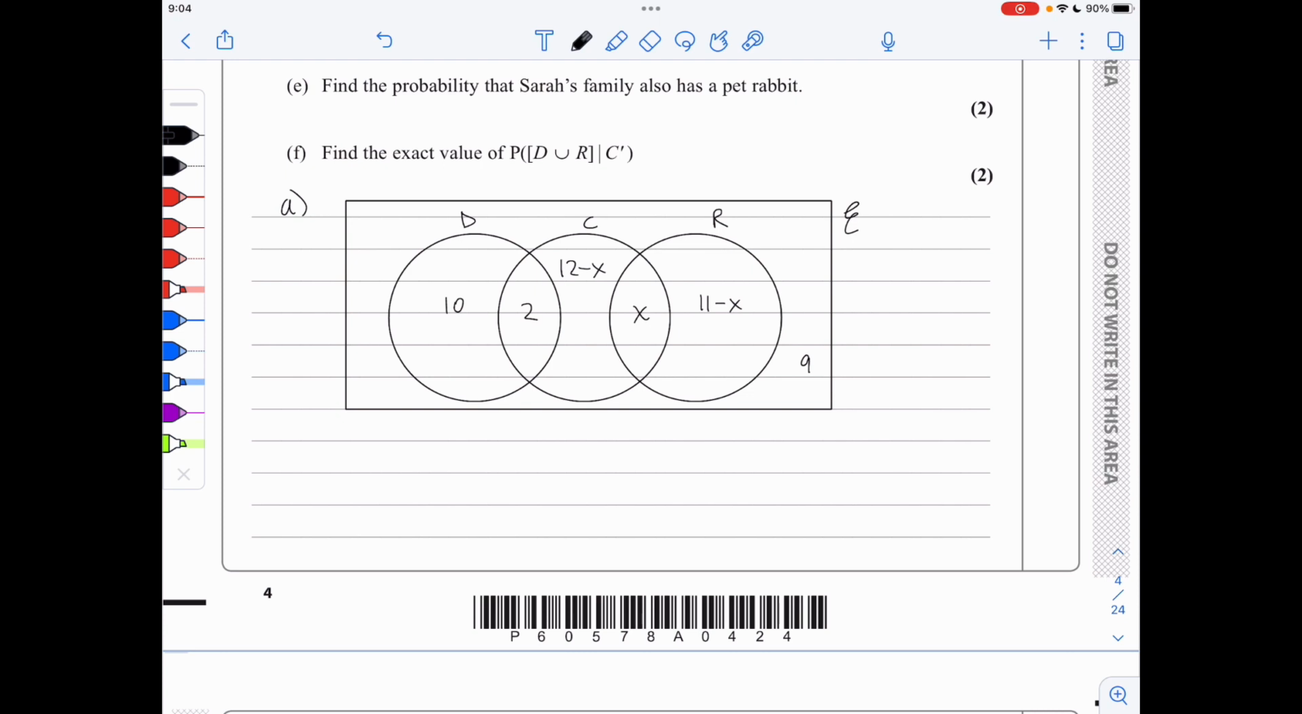And we know that the total here should be 40, so 10 plus 2 plus 12 minus x plus 11 minus x plus 9 is 40, which leads to 44 minus x is 40, and therefore x is 4. And I can now revisit to update my diagram. The 12 minus x is 8, the x is 4, and the 11 minus x is 7. So I have all the information on my Venn diagram.